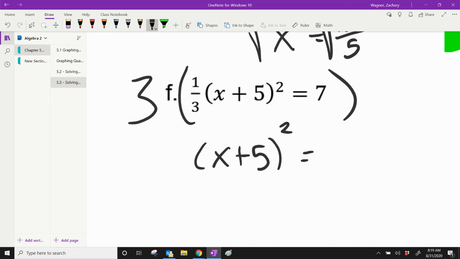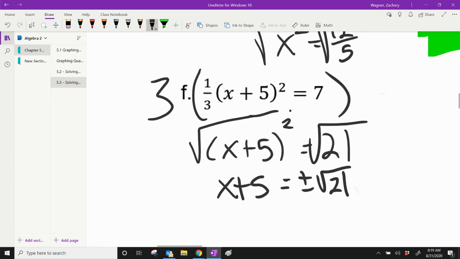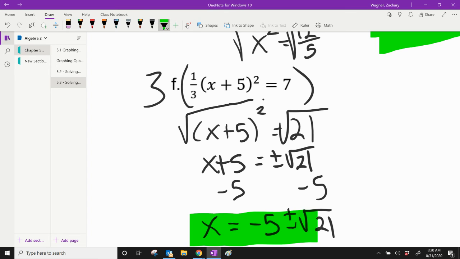Multiply both sides by 3. You get 21 on the right-hand side, so 7 times 3 gives you 21. Square root both sides. x plus 5 is equal to the plus or minus version of root 21. Now, root 21 does not have any perfect square factors. I'm just going to continue on, isolate my x, put my whole number in front, make sure that -5 comes out front. That is my answer. x equals -5 plus or minus the square root of 21.